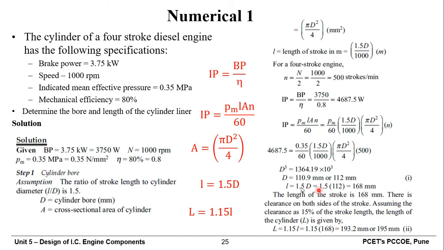And we know that once you note the stroke length, generally if we add an additional 15% of it, you will get the length of the cylinder. So the length of the cylinder is equal to 1.15 times the stroke length, which is equal to 193.2, or we will take 195 mm. So this is how this approach can be used to solve the numerical.